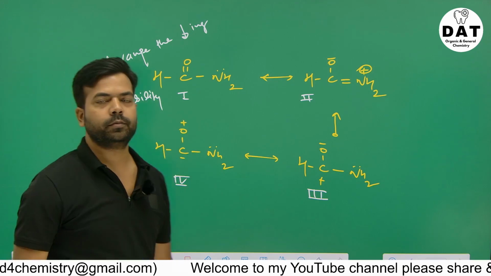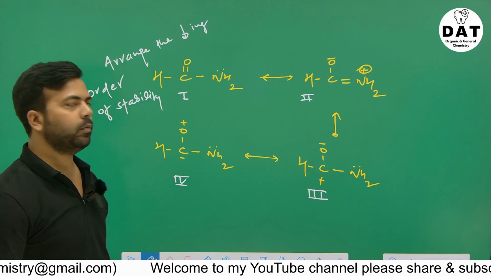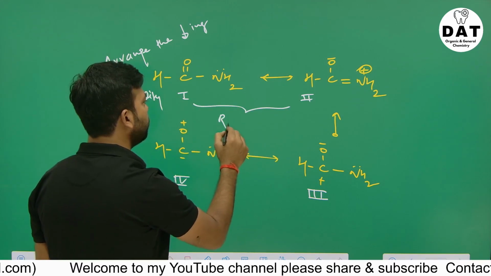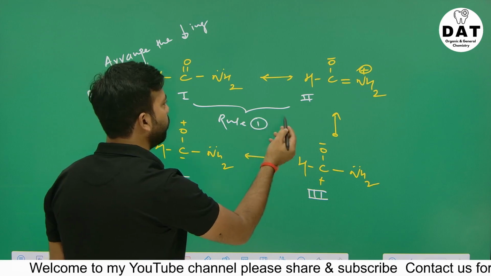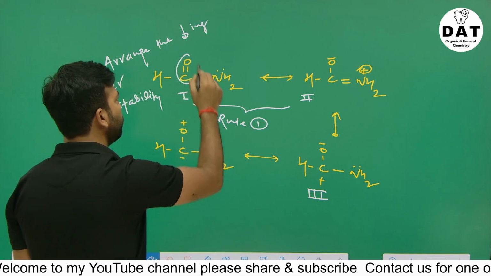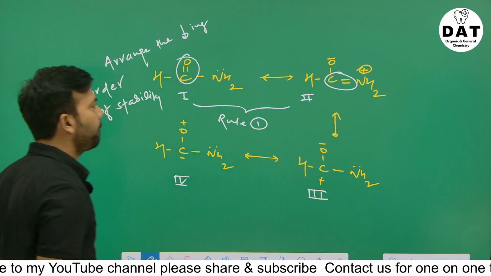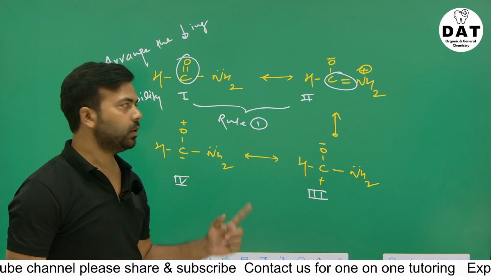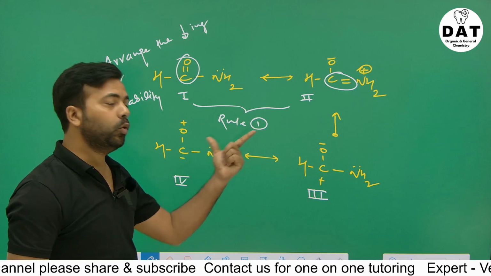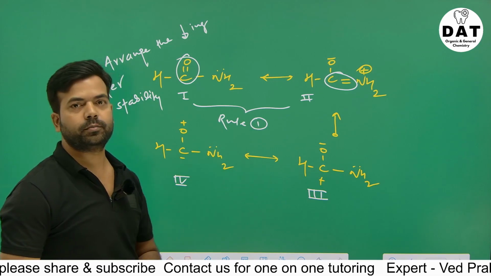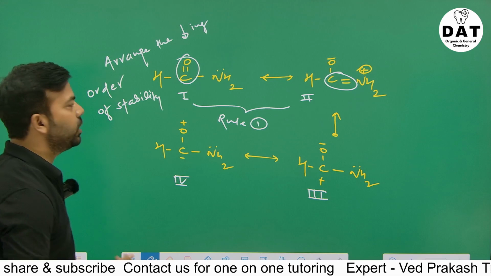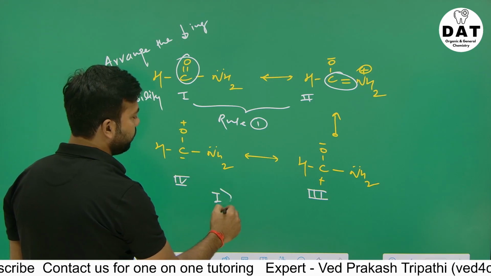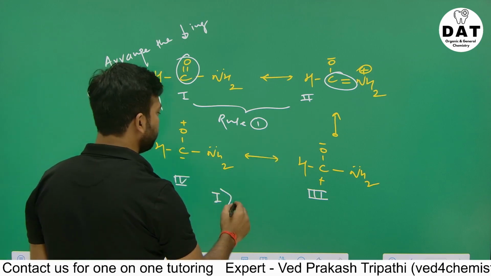So what is rule 1? Rule 1 is more the double bond, more will be stability. So I think first and second have rule 1. They have equal number of double bonds, as you can see. Now move to rule 2. But from rule 1 it is very clear 1 and 2 are more stable than third and fourth. Now rule 2 is neutral is more stable than charged. So first is neutral, so first is the most stable. And after that second, because they have double bonds.